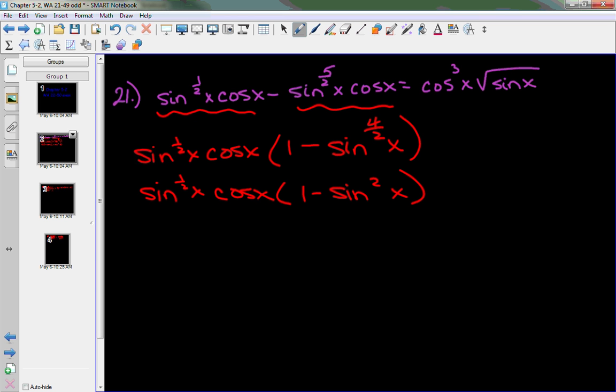Now, think of it, Debbie. What is 1 minus sine squared? Cosine squared. So I have sine of 1/2 x, cosine of x, times the cosine squared of x. Now what's cosine times cosine squared? Cosine cubed.